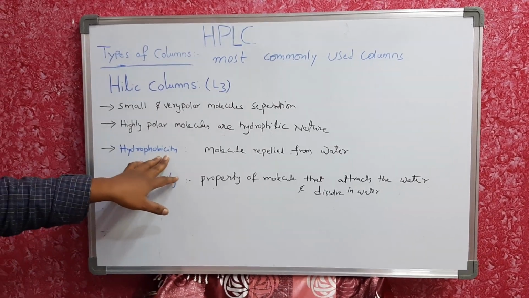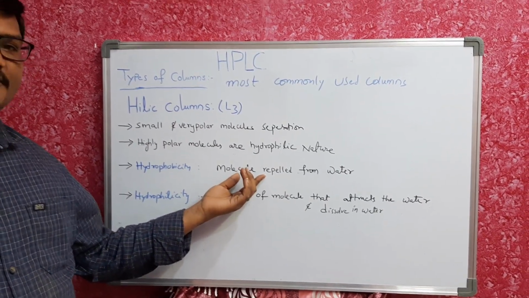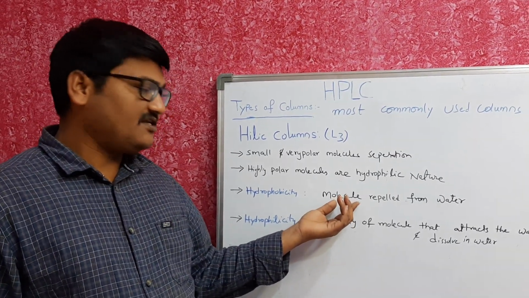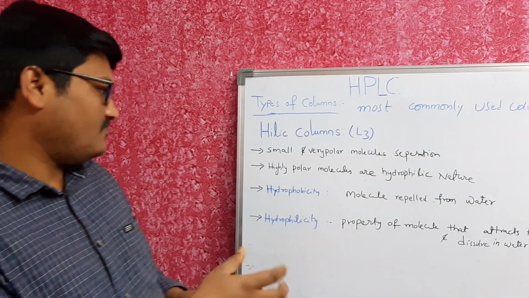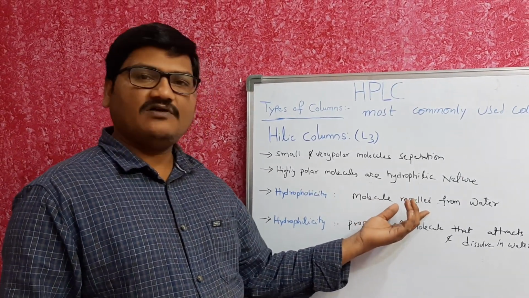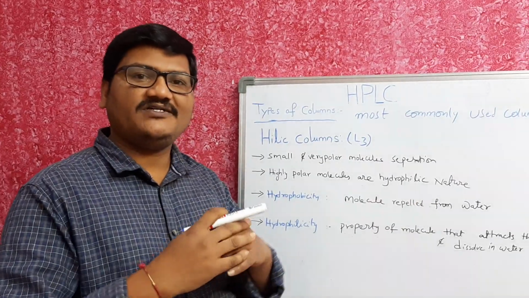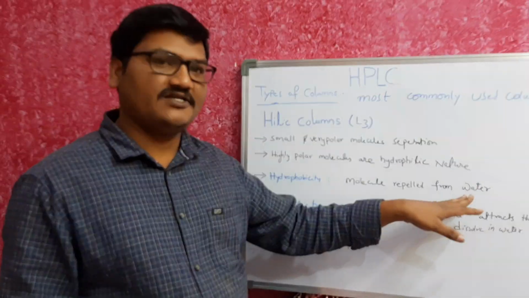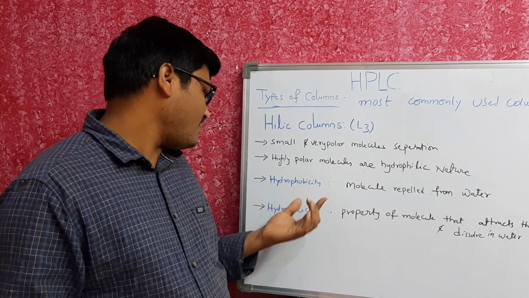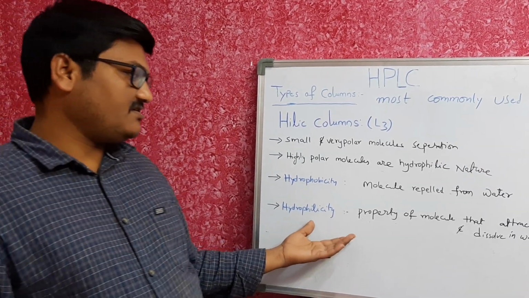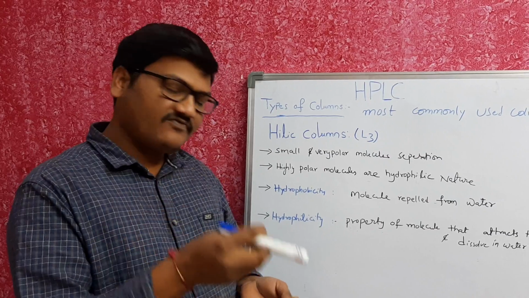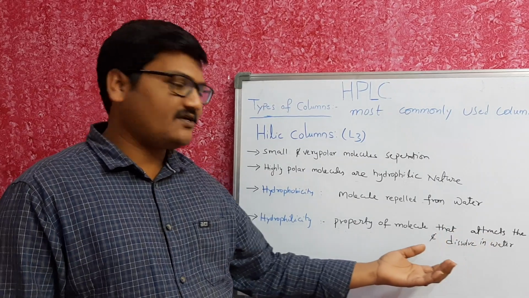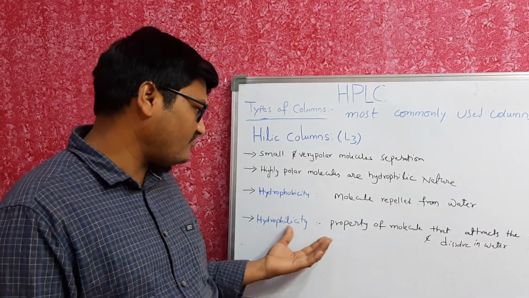In hydrophobicity, these molecules are not dissolved in water. It is repelled. If we take 10 mg of sample and we add 5 to 10 ml of water, it will not dissolve, but it disperses. Particles will be dispersed but not dissolved completely. This is called hydrophobicity. And in hydrophilicity, we take 10 mg of sample, we add 5 to 10 ml of water. That sample captures the water and completely dissolves. This is called hydrophilicity.